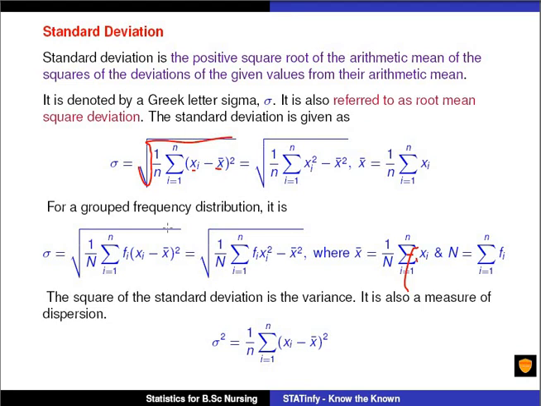I hope now you understand what standard deviation is and what the formula is. Standard deviation is the positive square root of the arithmetic mean of the squares of the deviation of the given values from their arithmetic mean.